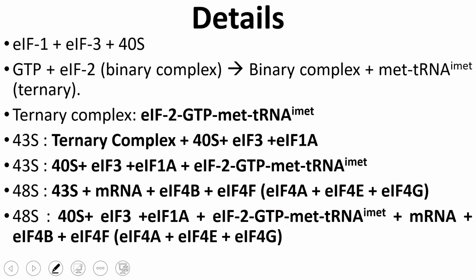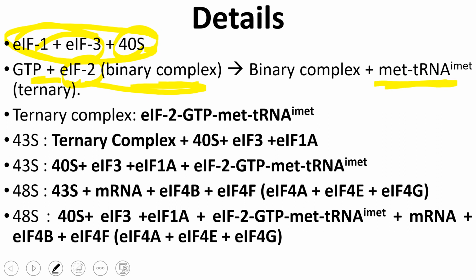Now these are the different factors, or you can call them definitions. In the first step we had 40S, which combines with factors and dissociates from 60S. Then we had a binary complex where EIF2 combines with GTP. This binary complex combines with tRNA loaded with methionine, the initiator methionine, and forms a ternary complex. So ternary complex equals EIF2, GTP, and the methionine-loaded tRNA.